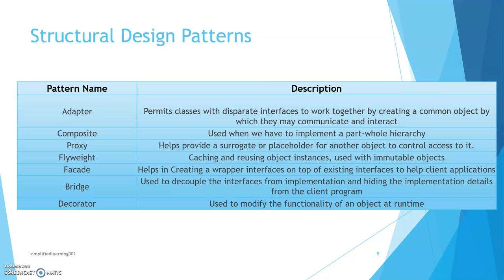Moving on, let's look into the structural design patterns. There are 7 structural design patterns: adapter, composite, proxy, flyweight, facade, bridge, and decorator. Talking about a couple of them, for instance, the adapter design pattern permits classes with disparate interfaces to work together by creating a common object by which they may communicate and interact. The composite design pattern, for instance, is used when we have to implement a part-whole hierarchy. The proxy design pattern helps to provide a surrogate or placeholder for another object to control access to it.